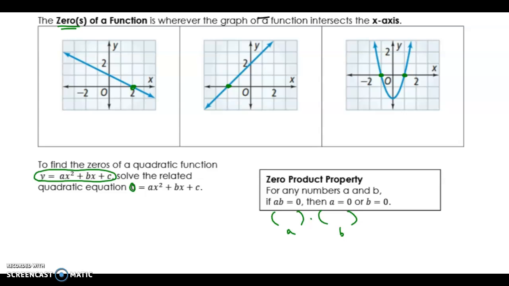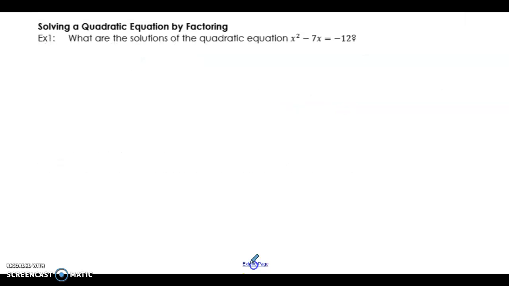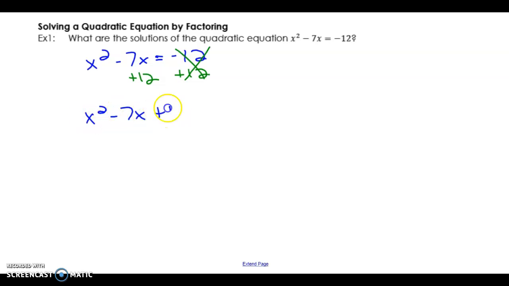Okay, so let's practice a couple. What are the solutions to the quadratic equation x squared minus 7x equals negative 12? So what we're going to do is set it equal to 0. So right now I have x squared minus 7x equals negative 12. Think about how would you make that equal 0? We need to move that 12 to the other side. So we're going to get x squared minus 7x plus 12. Now we can say equals 0.